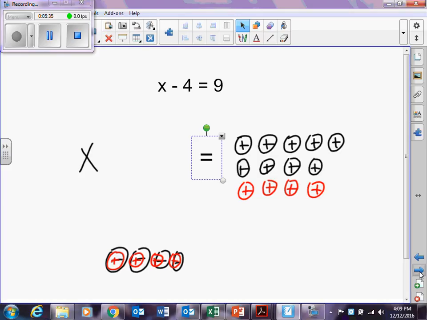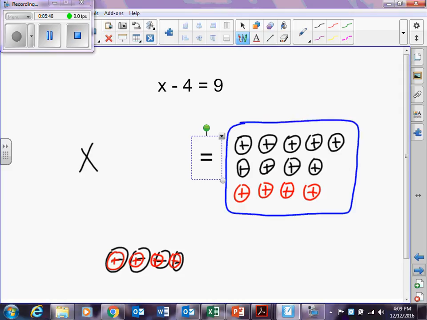Okay. Now, some of you might be thinking, okay, let's pair them up and make 0. But 2 positives don't make 0. All I have on this side is a whole lot of positives. So what I do is I add them all up, and this is my answer. x equals 1, 2, 3, 4, 5, 6, 7, 8, 9, 10, 11, 12, 13. x equals 13.